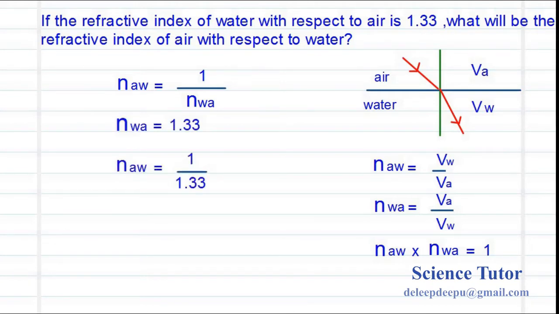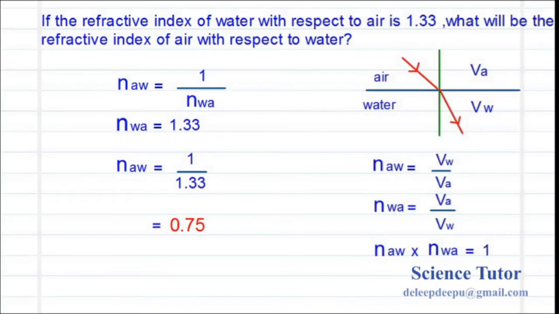Here, refractive index of water with respect to air is equal to 1.33. If you substitute this value in our previous equation, you will get the refractive index of air with respect to water is equal to 1 divided by 1.33. That's equal to 0.75. Okay, clear?